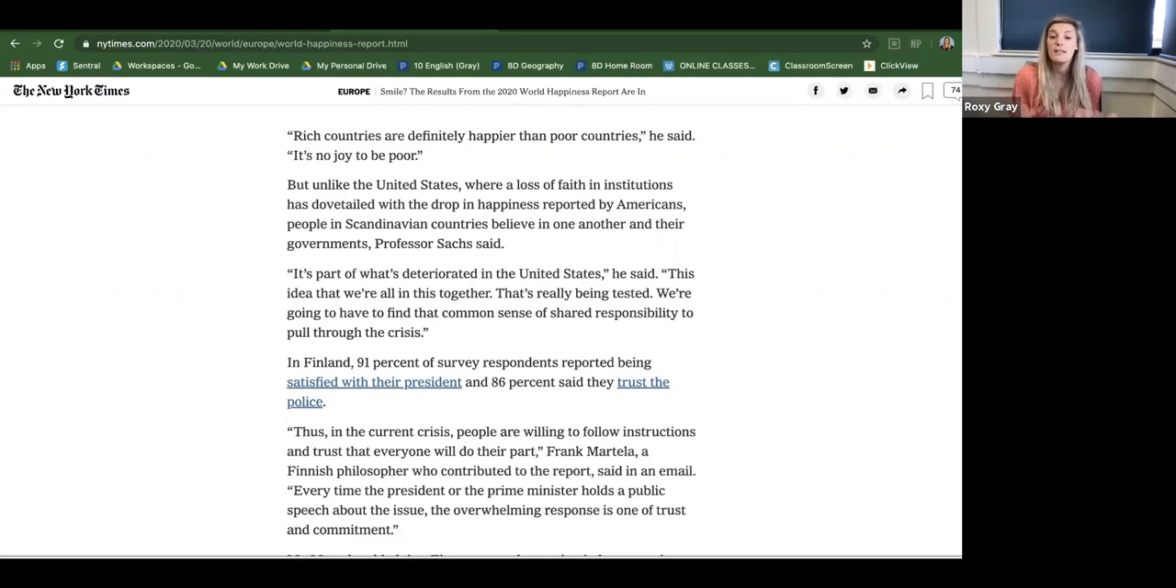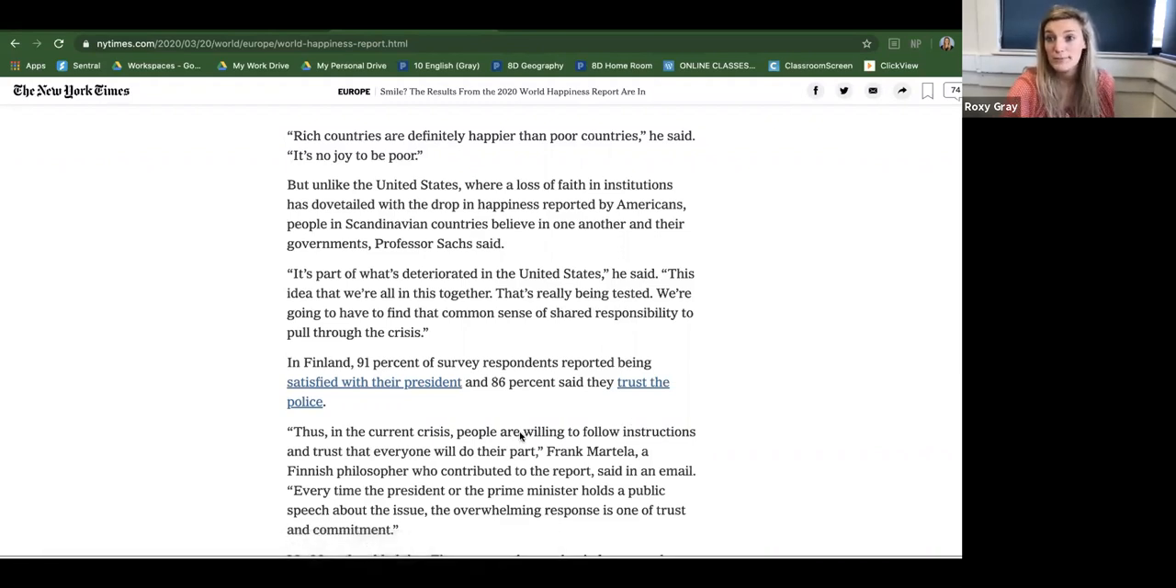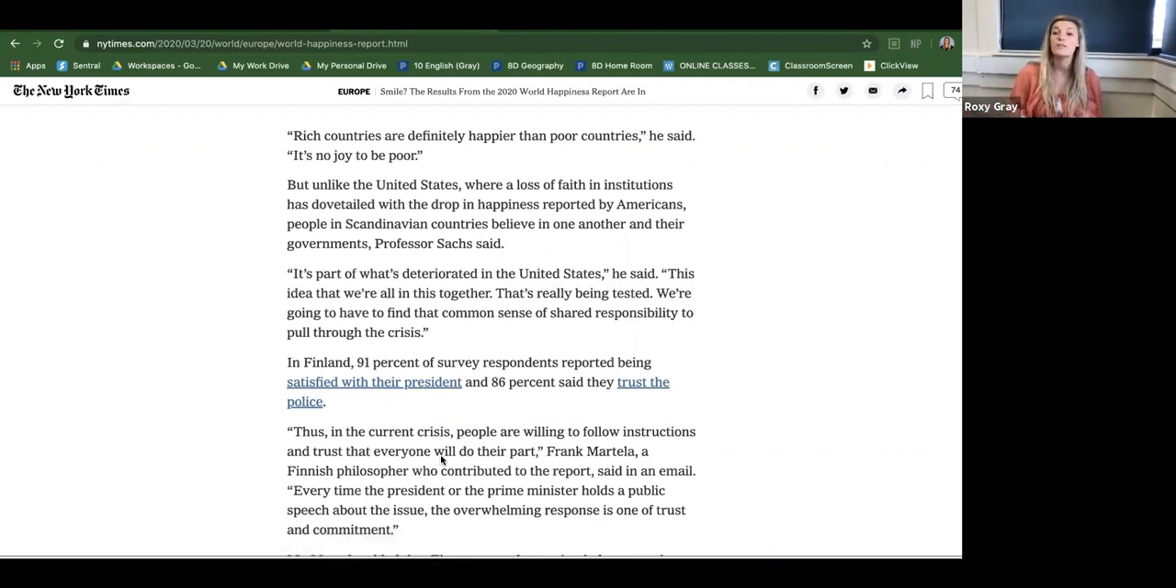So that's in Finland. People actually really trust the government. And not only do they trust the government, they actually trust their fellow people to do the right thing, to follow instructions, that everyone will do their part to control the spread of this virus. And that's part of the reason that these researchers feel the Finns are happier than Americans are.